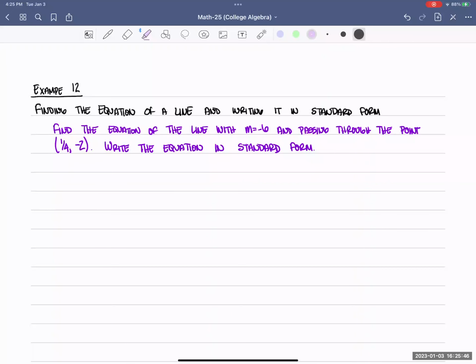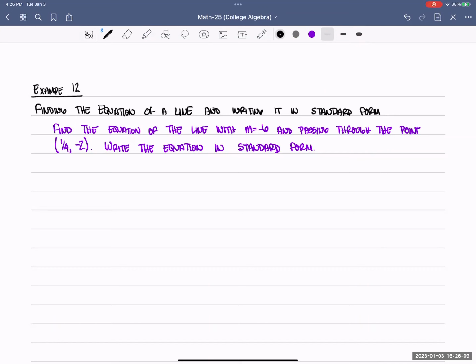Section 2.2, example number 12, finding the equation of a line and writing it in standard form. So let's see what they give us. Find the equation of the line with slope -6 passing through the point (1/4, -2). Write the equation in standard form.